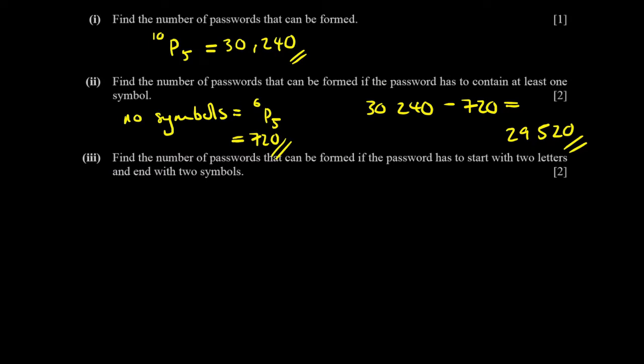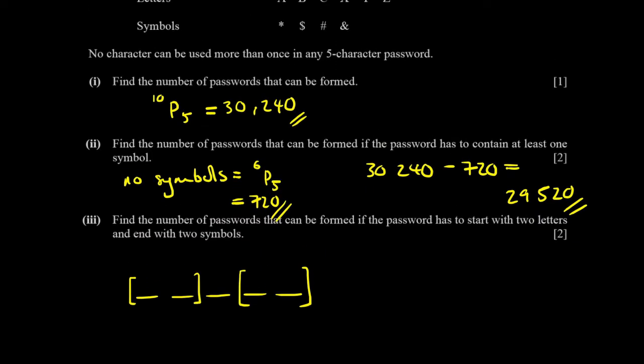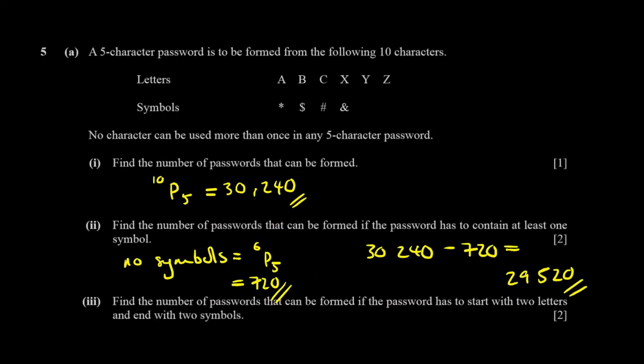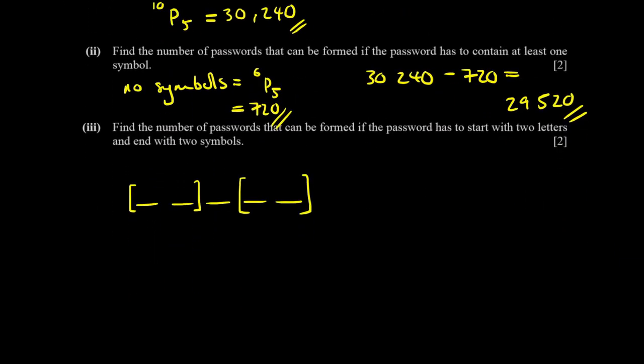Okay. All right, part C, find the number of passwords that can be formed if the password has to start with 2 letters and end with 2 symbols. So 1, 2, 3, 4, 5. I think it's easiest to draw it out. We're going to have 2 letters at the start and 2 symbols at the end. Okay, well, let's start with the letters. So I want to arrange 2 letters taken from 6 letters. Okay, so how can I arrange 2 letters taken from 6?